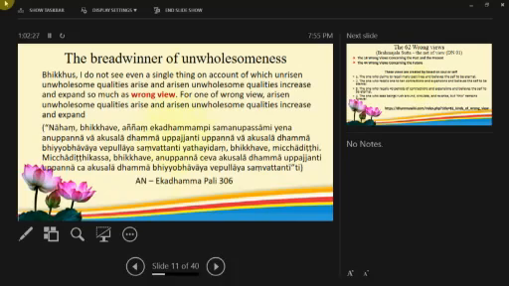This statement is found in Ekadhamma Pali in Anguttara Nikaya number 306. Buddha said, Bhikkhus, I do not see even a single thing on account of which unarisen unwholesome qualities arise and arisen unwholesome qualities increase and expand so much as wrong view. Wrong view is the biggest, most dangerous unwholesomeness that creates everything. If there is no unwholesomeness so far, wrong view can create it. If unwholesome states have already arisen in our mind, wrong view can increase them. That's what it says. So you can see how dangerous Miccha Ditthi is.